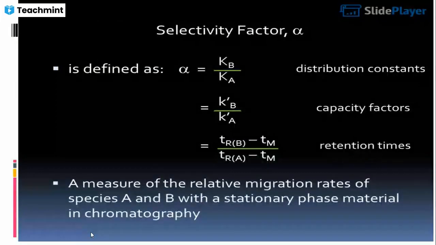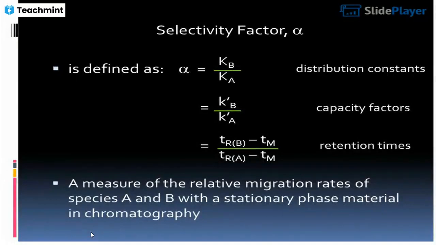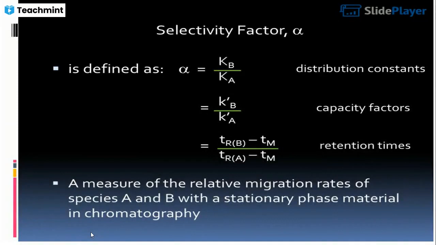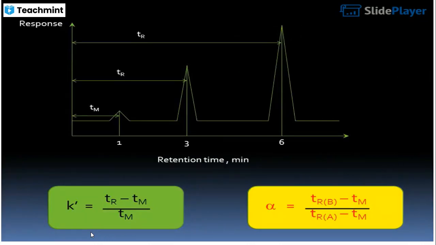Selectivity factor is defined as alpha equals K_B over K_A, or k'_B over k'_A. It is a measure of the relative migration rates of species A and B with a stationary phase material in chromatography. K_B and K_A are distribution constants. k'_B and k'_A are capacity factors. t_RB minus t_M over t_RA minus t_M. tR are retention times.